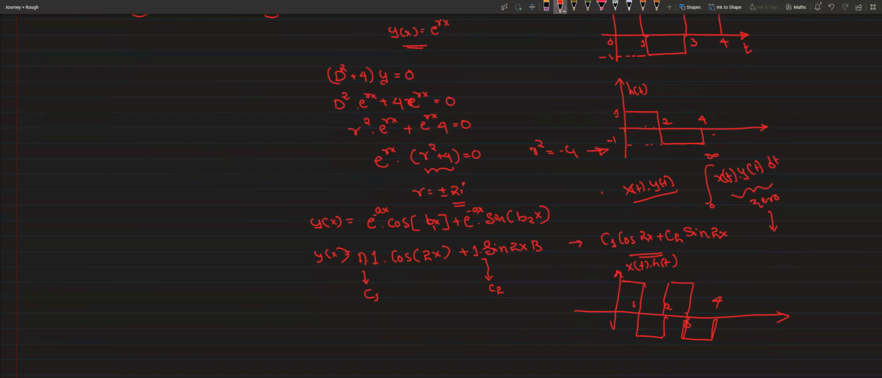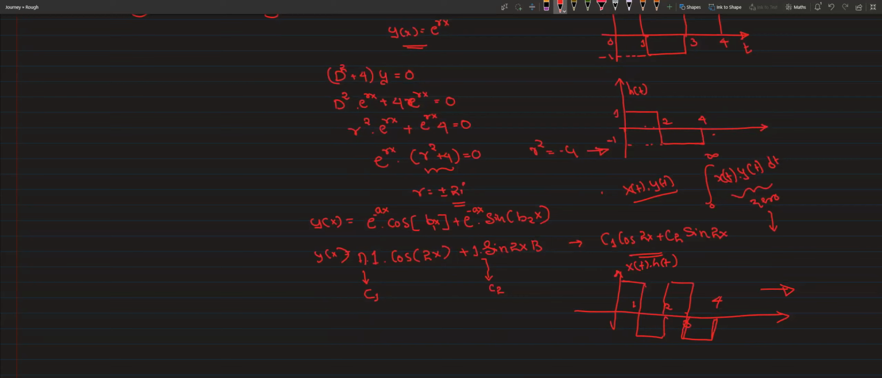What is the result if I integrate? So is it 0? Correct. Can you tell me the reason why it is 0?